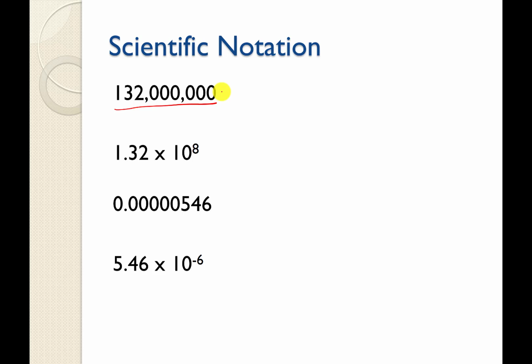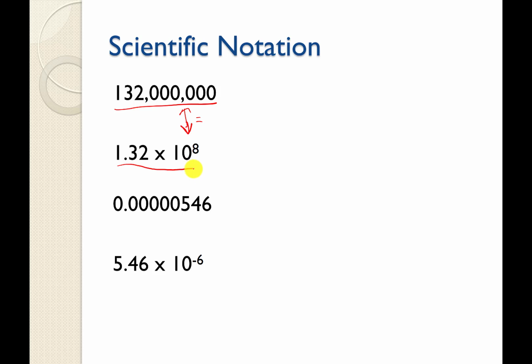So scientists have come up with a way to describe this number, and they describe it this way. You'll see it down here, 1.32 times 10 to the 8th. This means the exact same thing as this. I'm going to put a double arrow here to show that both of these are the same number. Let me show you how this works.